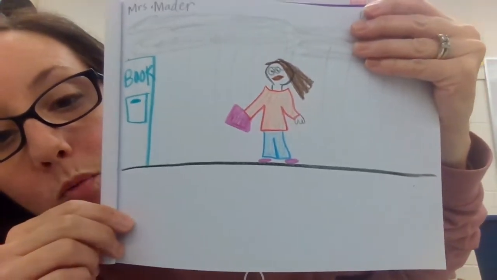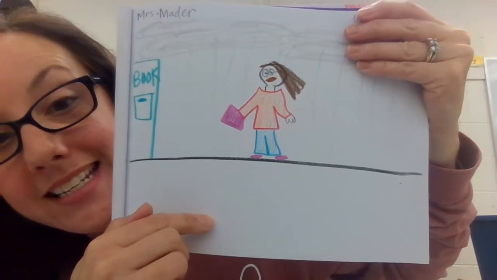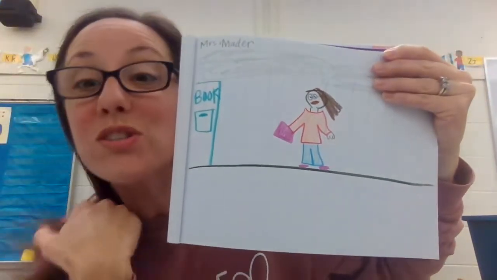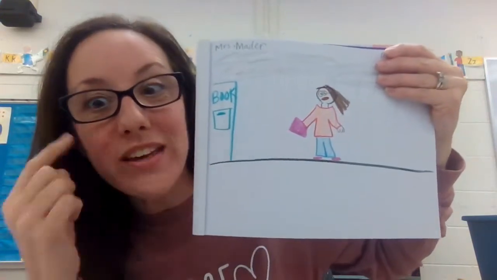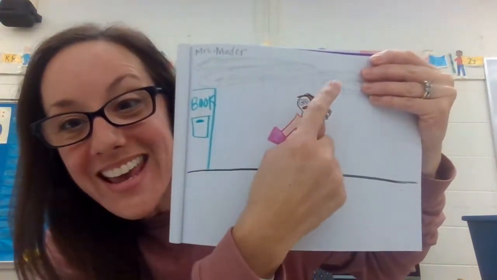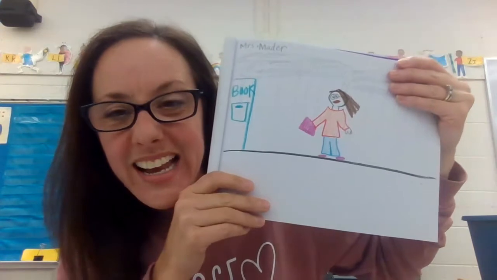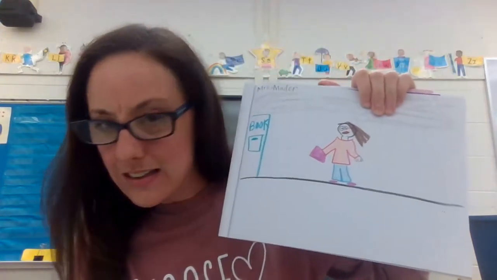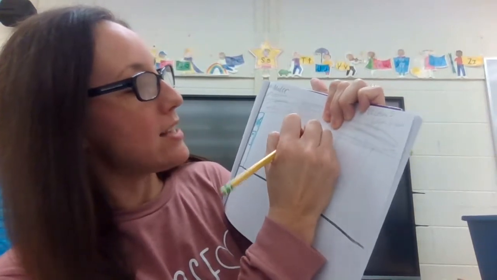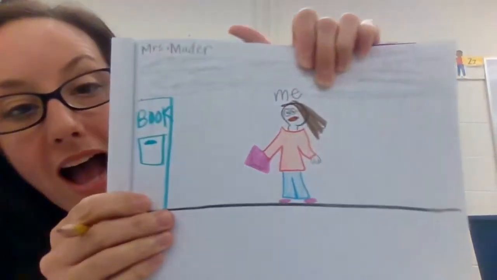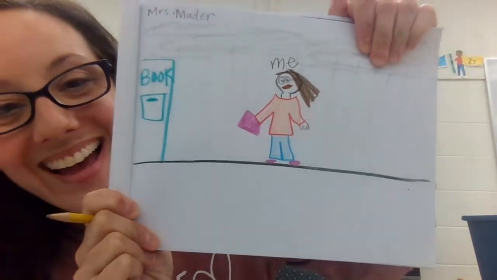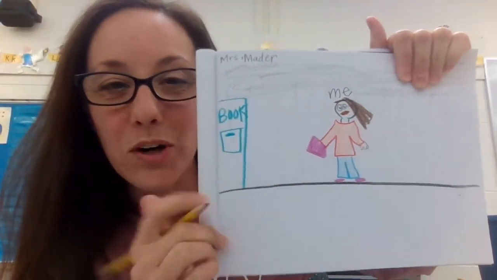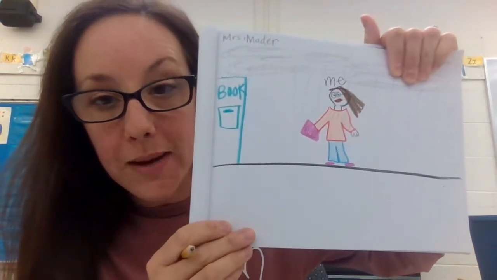So before I work on planning my sentence, I wanted to add the sight word me. We know the sight word me, and I can put it right above my head. Guys, how do we write me? M-E, me. Oh my gosh. So from now on, you can put the word me above your head now that you know that sight word, and always remember your name.